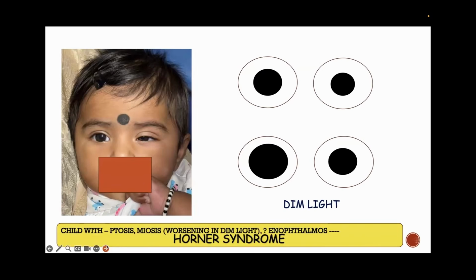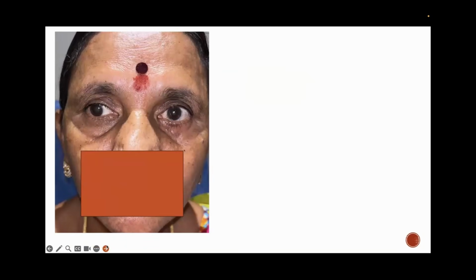But if it is a case of acquired Horner syndrome, then you have to send the patient for an evaluation to rule out neuroblastoma. So the small tip in my OPD: just looking at the pupils and comparing them in dim light and dark, I could pick up the patient of Horner syndrome.